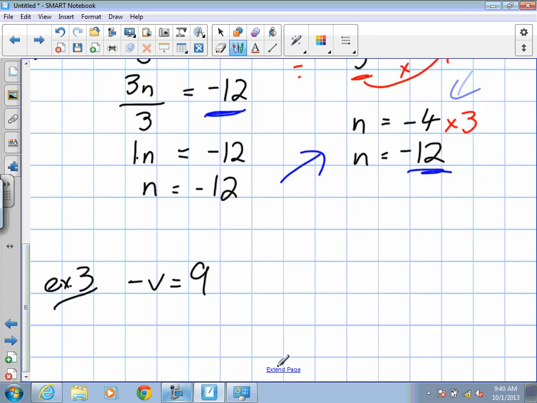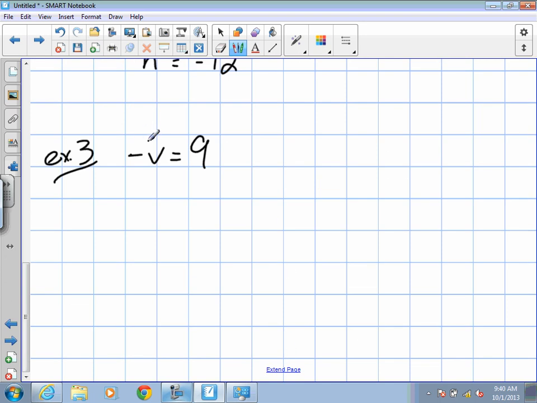I have negative v here. Negative v. What coefficient is actually there? 1. So it actually says negative 1v. Okay, keep that in mind. Is equal to 9. When I write negative 1v, what operation is that? Yeah, I'm multiplying negative 1 times v. So in order to move it to the other side, what do I have to do? That's right, I have to divide. So we'll be left with v on this side.